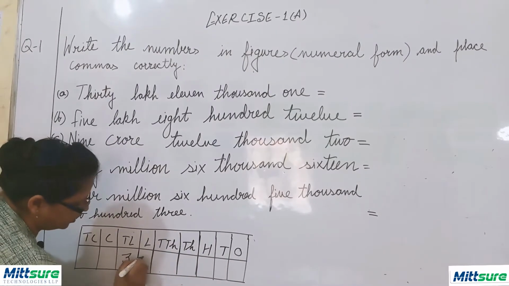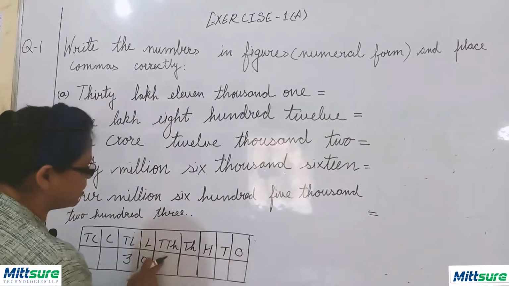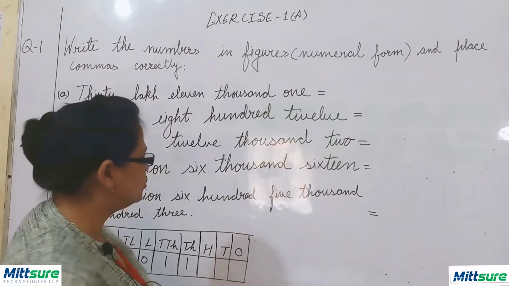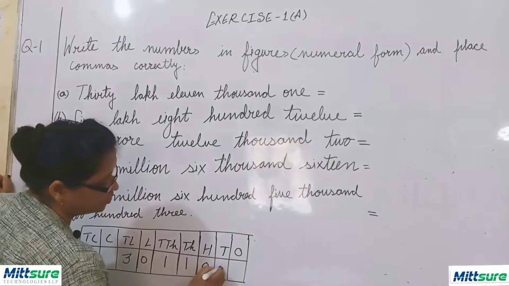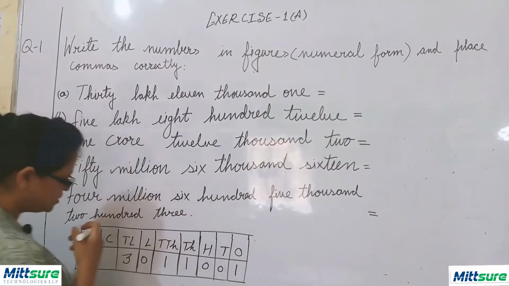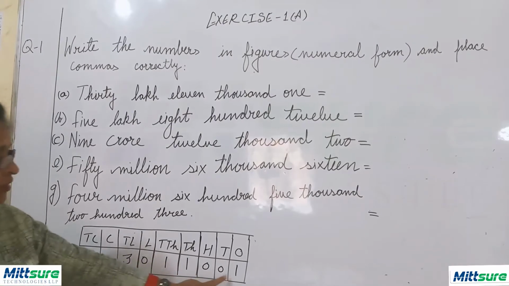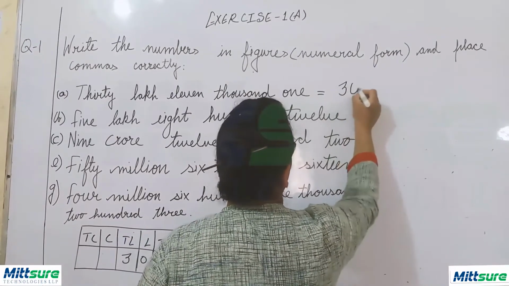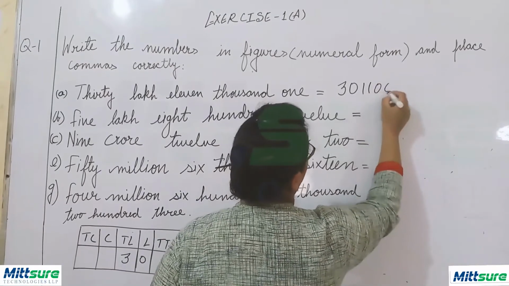So we will put 30 here, and next is 11,000. This is the thousands place, so this is 11,001. There is no hundred, no tens, so we will write 0, 0 and 1. This is our number. Now we can say this is 30 lakh 11,000 and 1. So we will write this number here, 30 lakh 11,000 and 1.